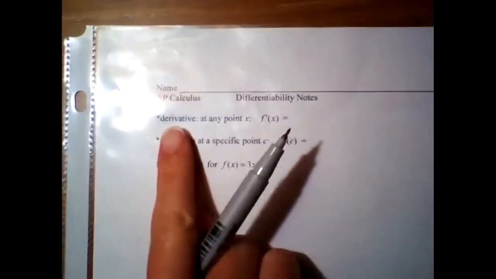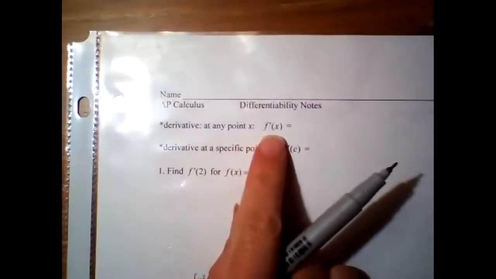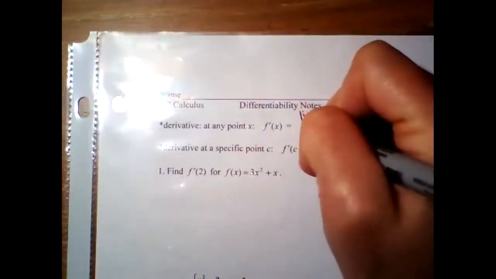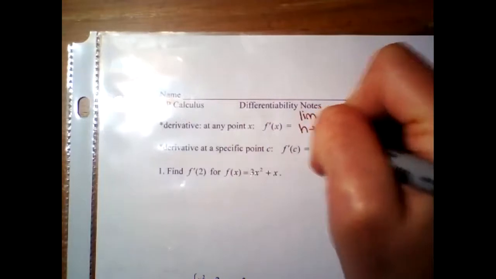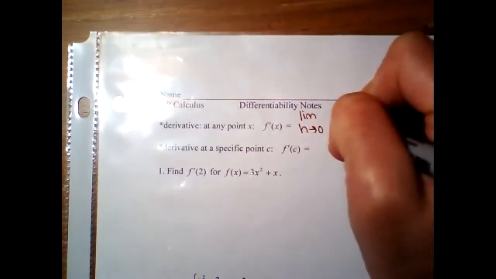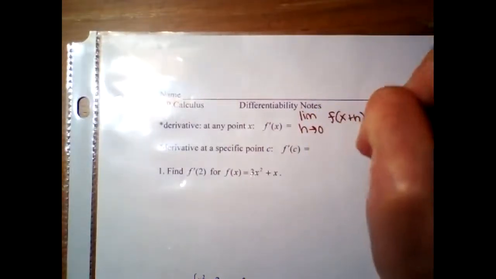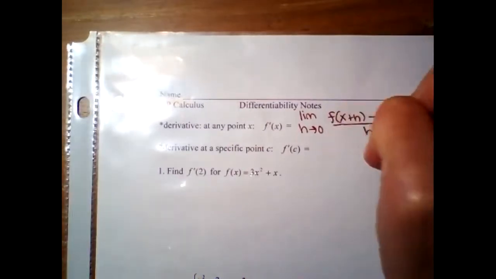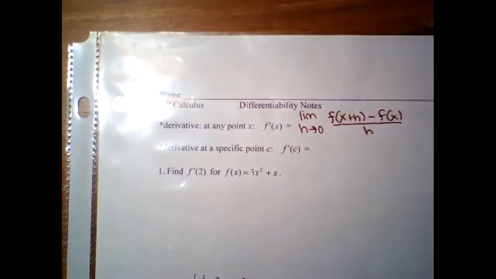Right, so to get a derivative at any point, our f prime of x, I'm just going to review that formula for you. You did it on your quiz. It was the limit as h goes to 0 of f of x plus h minus f of x all over h. And so that gives you f prime. And then you can plug in any number you want. You could find f prime of 0, f prime of 2, f prime of 17, whatever you needed.